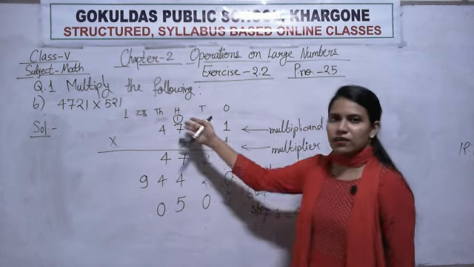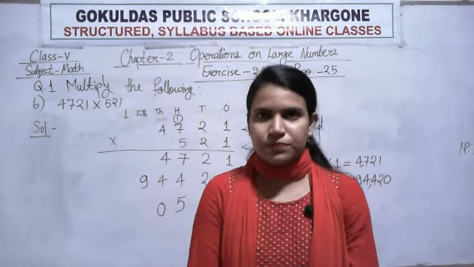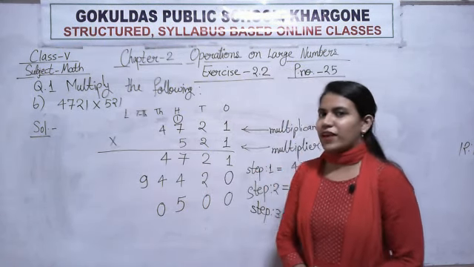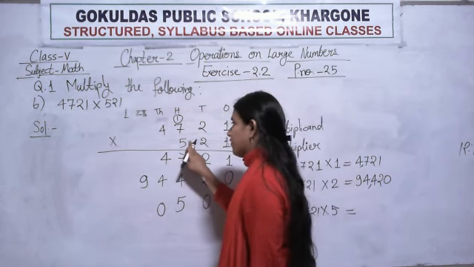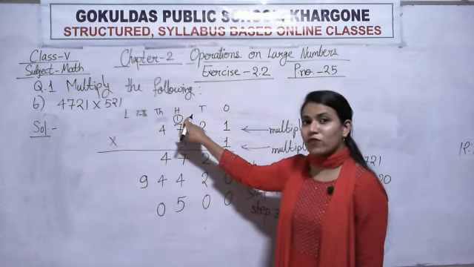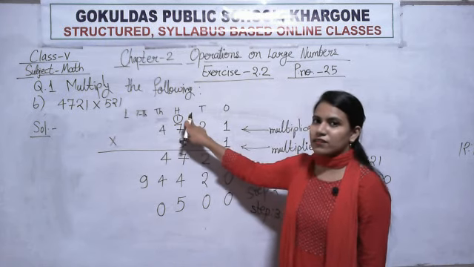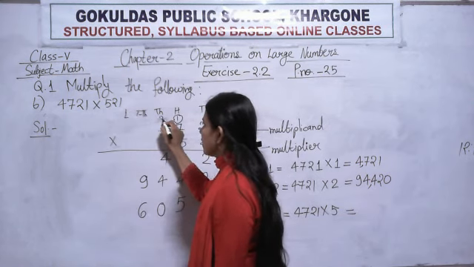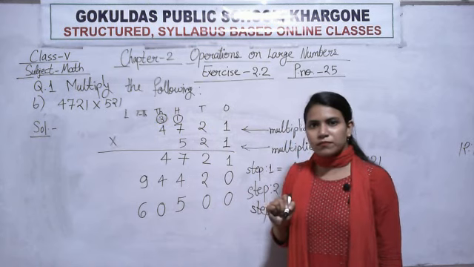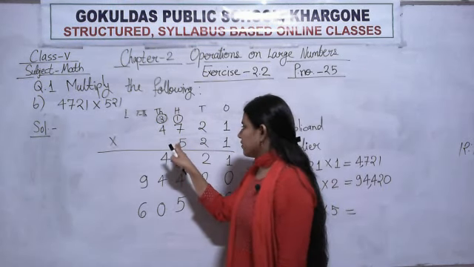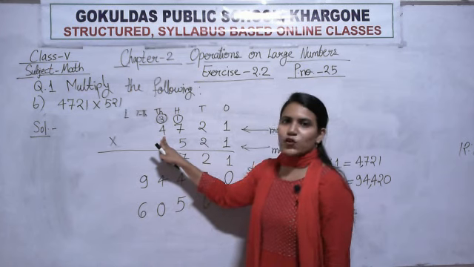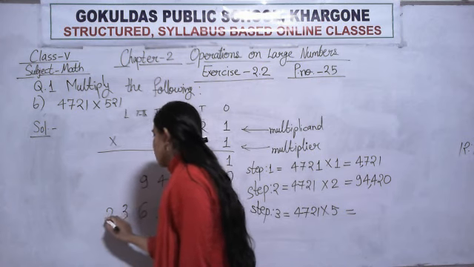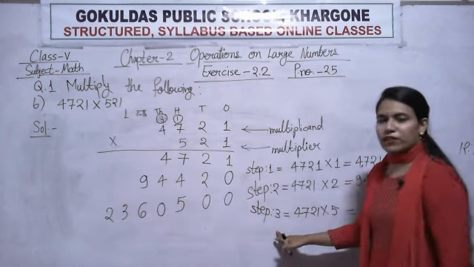Now 5 sevens are, tell me the answer. 5 sevens are 35. 35 and 1 was the carry, so add the carry. 35 plus 1 is 36. So you will write 6 over here. 3 will be regrouped with the next column. Now multiply this 5 with the 4. 5 fours are 20. 20 plus 3 is 23. So write 23. We are done with our 3 steps.